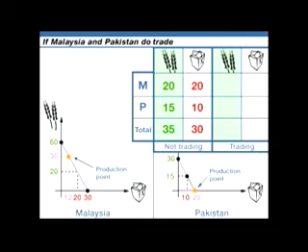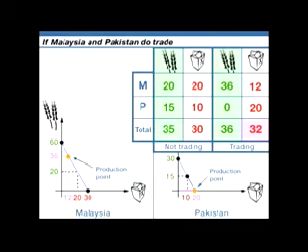So here's a new point on Malaysia's production possibilities frontier. If Malaysia produces here at this orange point and Pakistan produces here at this orange point, we can see that they have created more wheat and more rice for their combined economy. Let's add up the totals. Pakistan is producing 20 bushels of rice. Malaysia is producing 12 bushels of rice for a total of 32 bushels of rice. They were only producing 30 bushels before. That's 2 extra bushels of rice created by trade.